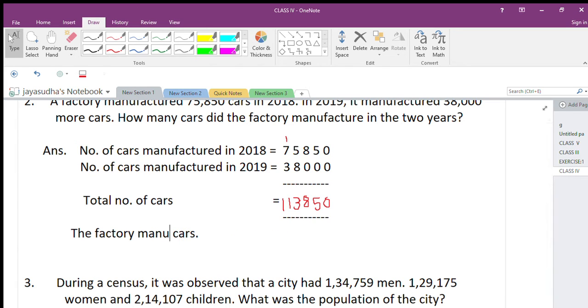The factory manufactured... How many cars in total did the factory manufacture? 1,13,850 cars. The factory manufactured 1,13,850 cars in total in 2 years. Are you okay, children? Now move on to the third sum.